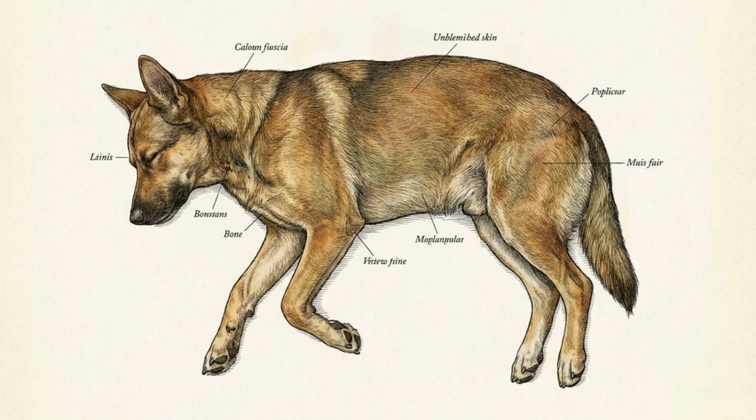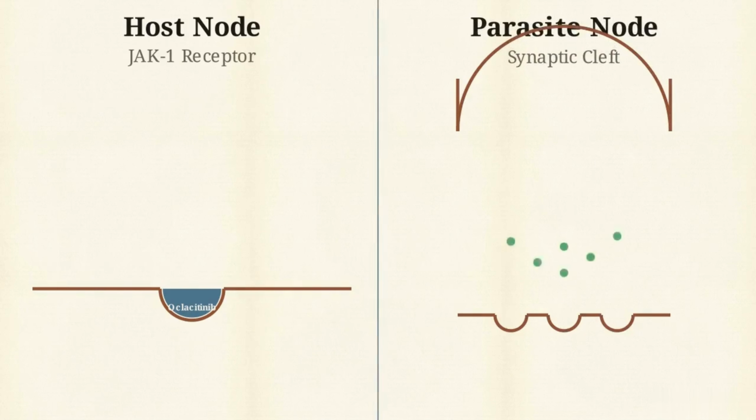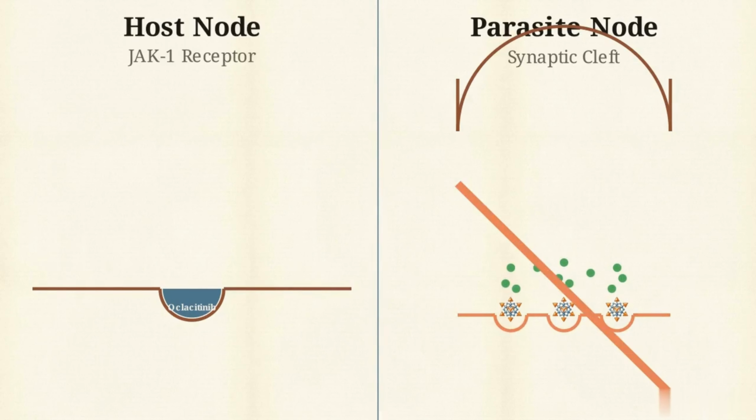The host management node focuses on breaking the itch cycle immediately to prevent further self-trauma and infection. In this host node, oclacitinib acts as a selective JAK1 inhibitor. It physically blocks the cellular receptor, halting the inflammatory signal before it can trigger the itch response. The parasite management node targets the adult fleas currently on the host. Ectoparasiticides like isoxazolines act as neurotoxins. They specifically antagonize GABA and glutamate receptors in the flea's nervous system, leading to rapid paralysis and death.